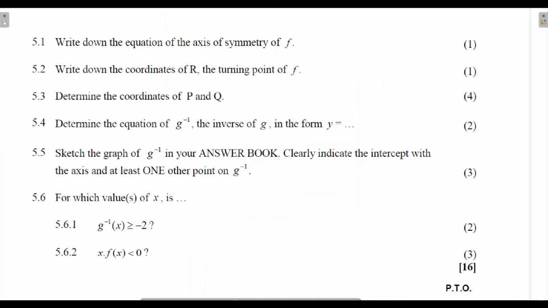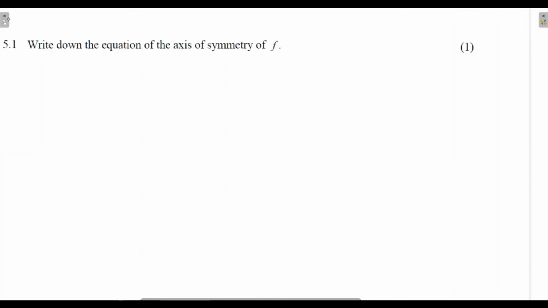All right, so we're going to start off by answering these questions, guys, right? So please make sure that you're paying attention and you're also taking down notes. Okay, we're going to start off with question 5.1. It says write down the equation of the axes of symmetry of f, right? So they want the equation of the axes of symmetry, guys.